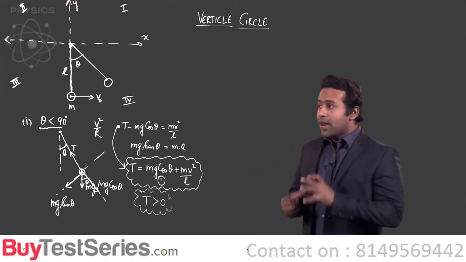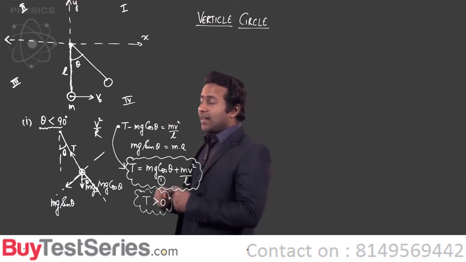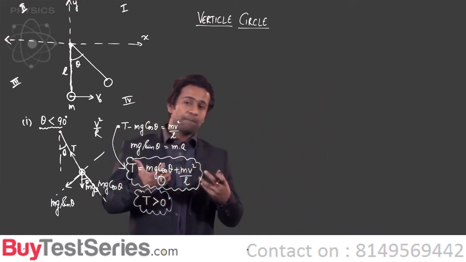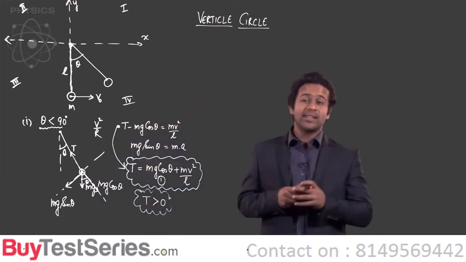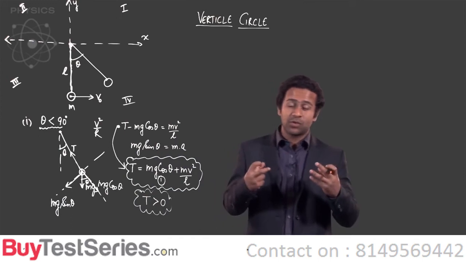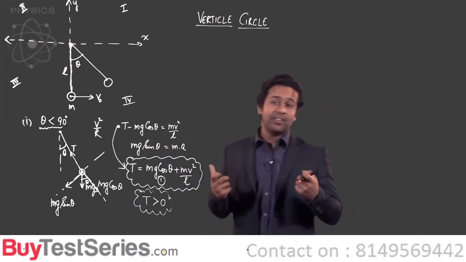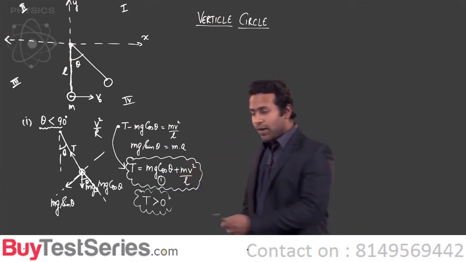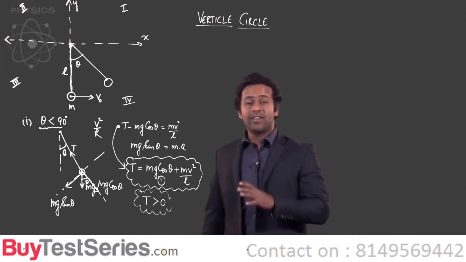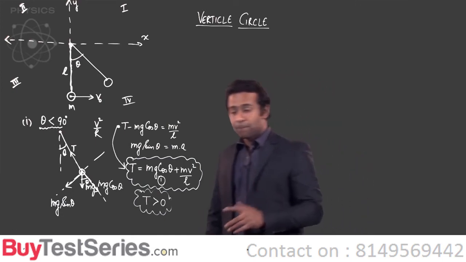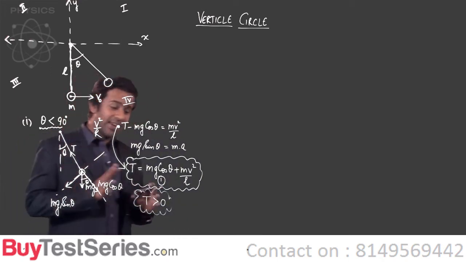Now, the reason we are talking about tension is that if the tension becomes 0, what do you think will happen to the string? Well, one result could be that the string begins to slack, because if it's not held tight, it can have a tendency to slack. So if tension is greater than 0, we know that the string will never start to slack. This is the case when theta is less than 90.